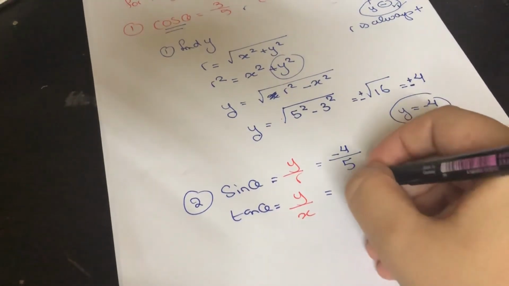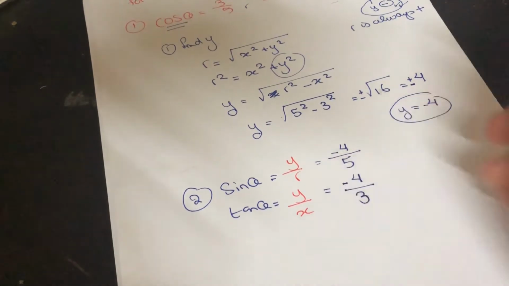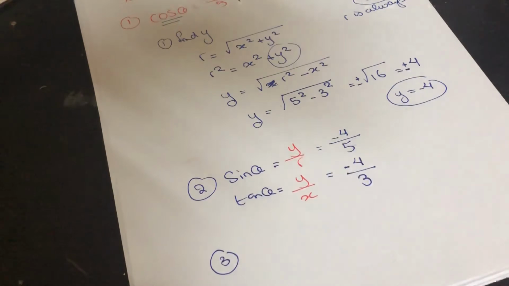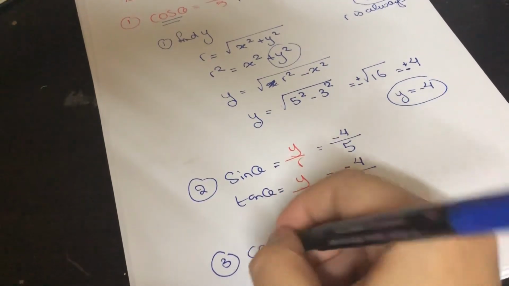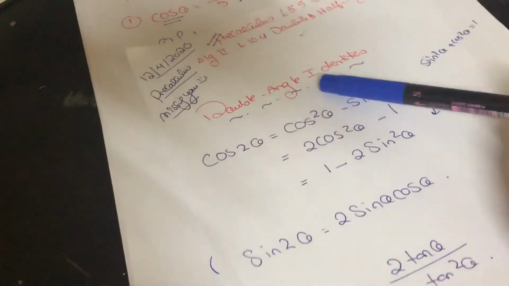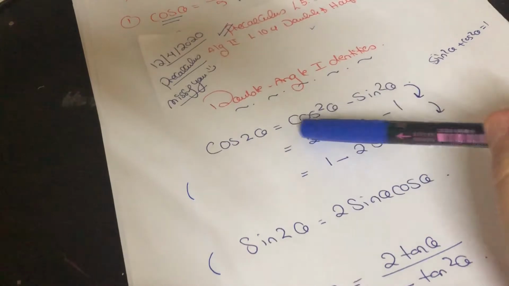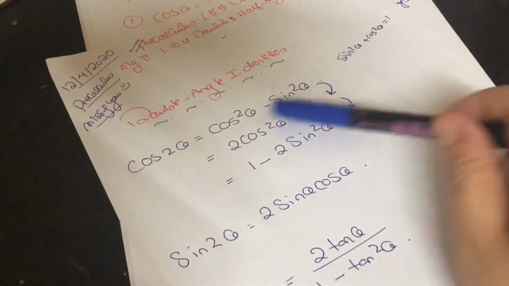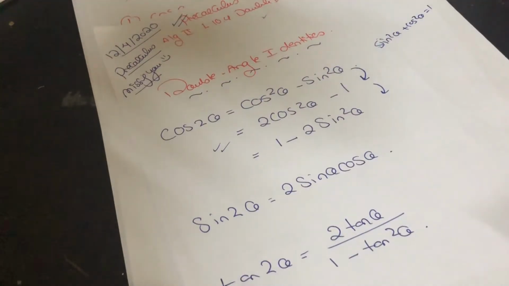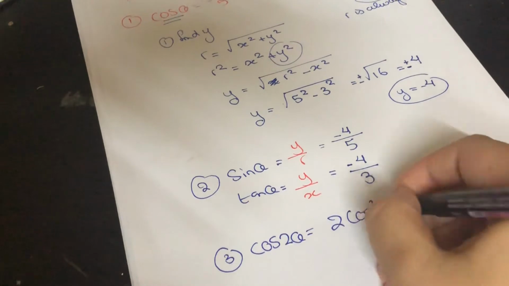What is y? Y is negative 4 over 3. Okay, number 3, I will start using my identities, and I said the first one, cosine 2 theta, has 3 identities, this or this or this. It's your choice. I can use this one for now, this one, or this one, whatever you like. I'm gonna use this one, okay? So 2 cosine squared theta minus 1.